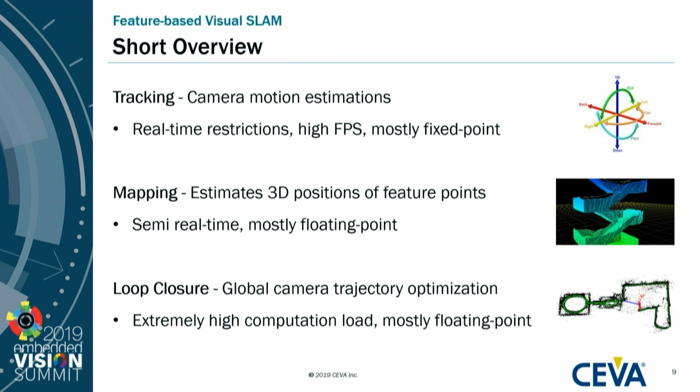The second model is mapping. Mapping is a process that estimates the 3D position of new and previous map points, adds new points to the scene map, and refines available map points' locations. It is a semi-real-time process, not a real-time process. It doesn't produce results every new frame and mostly involves linear algebra operations using floating point data types. The third and last model is loop closure. This process refines global camera and map points. It is an extremely high processing procedure which requires floating point data types.